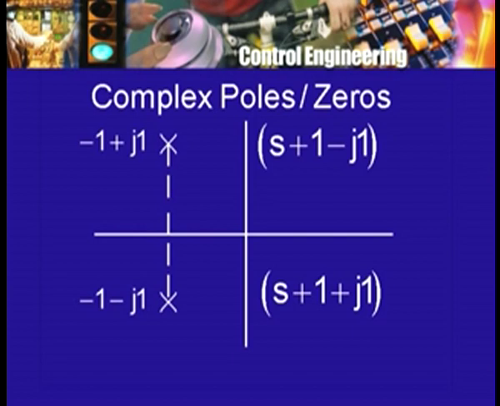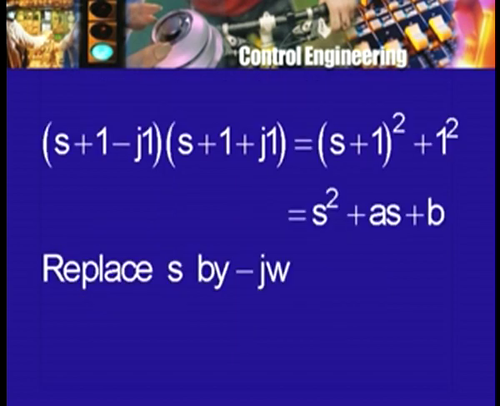So, there is a pole here, so corresponding to this there is a factor s plus 1 minus j1, corresponding to this there is a factor s plus 1 plus j1, and so what really I have, if I want to get rid of the complex numbers, is the factor s plus 1 minus j1 into s plus 1 plus j1, and one can see immediately that this is s plus 1 squared plus 1 squared. And this will remind you of the form in which we wrote the quadratic expression when the factors were not real, or alternately we wrote it as s squared plus as plus b.